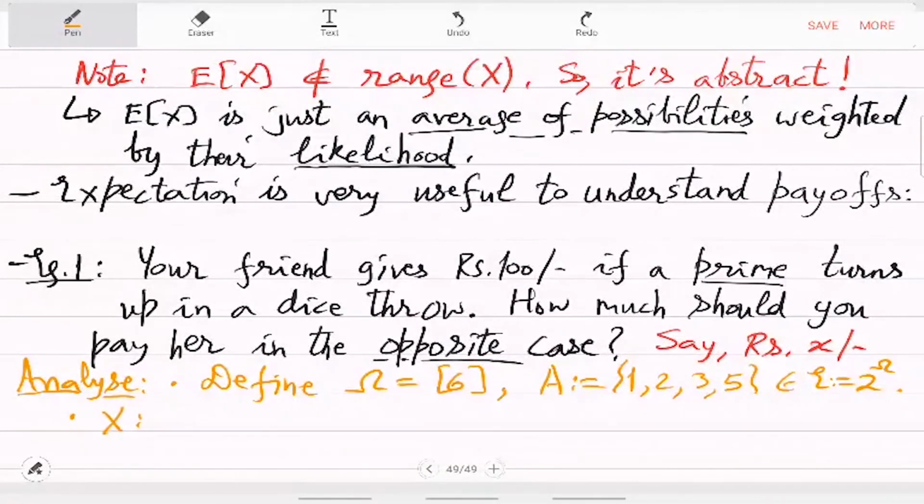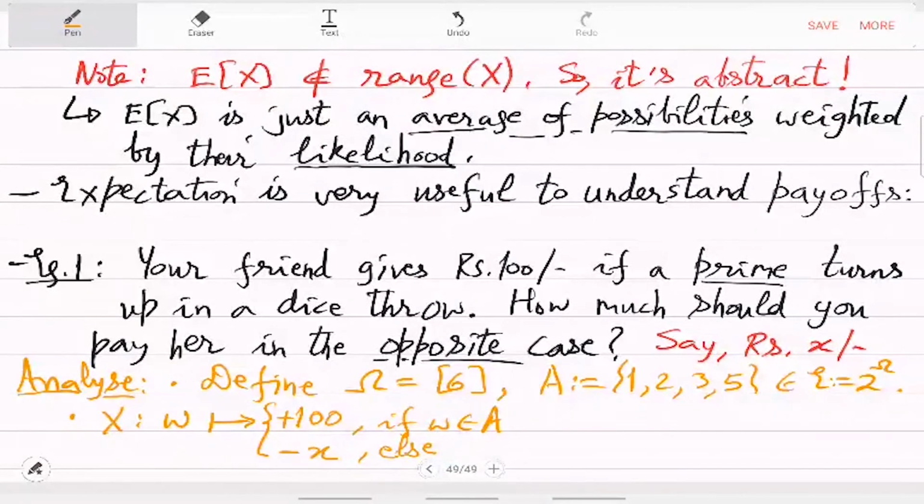And then what is the random variable? The random variable maps a dice value omega to 100 if omega is a prime, else it is minus x. You want to do this analysis from your point of view. So if omega is in A, you get plus 100, else you get minus x. This is your point of view because you have to decide how much you are willing to give. So this is the random variable, and what is the expectation?